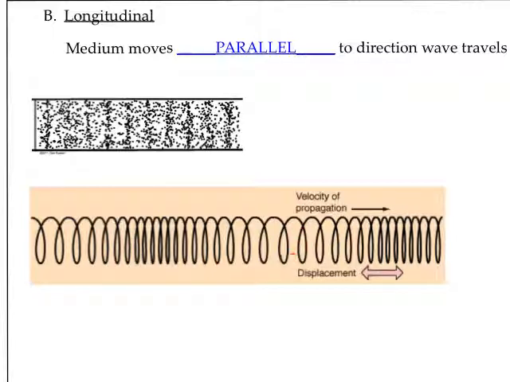Or if you look at a slinky and you were to push a slinky, you kind of get some of the coils squished together and then some of them a little bit more spread out. So the ones that are squished together are pushing forward, and then the actual direction of the wave is pushing forward as well. So those are parallel to each other. You can remember this kind because longitudinal starts with an L, and then the symbol for parallel looks like two little L's put together.